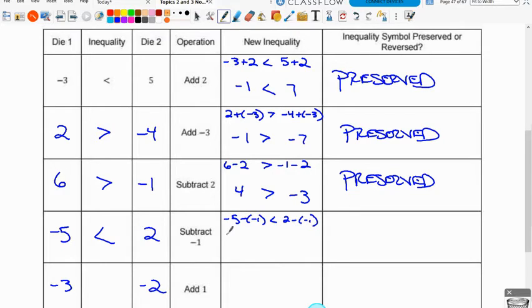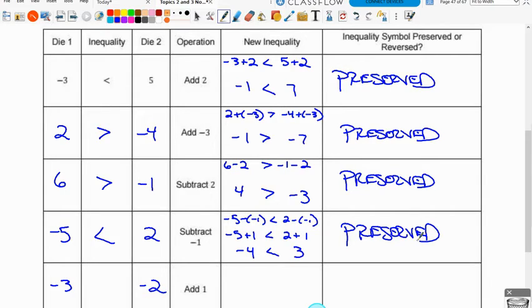So this is really the same as -5 plus 1. Is that less than 2 plus 1? Well, -5 plus 1 is -4, and 2 plus 1 is 3. So yeah, -4 is less than 3. So my symbol in each case has said less than. So once again, I have preserved the inequality symbol. Subtracting -1 preserved the symbol.